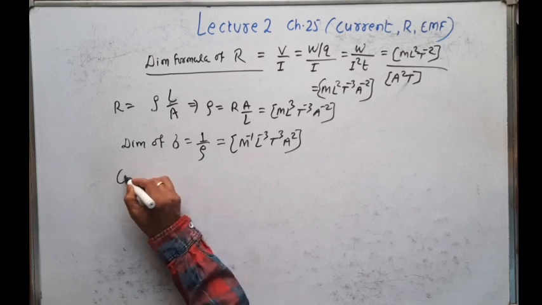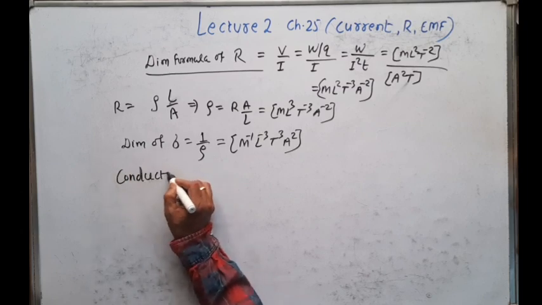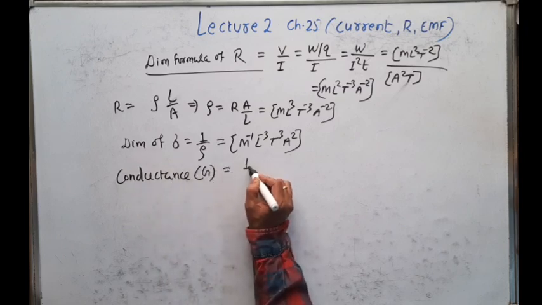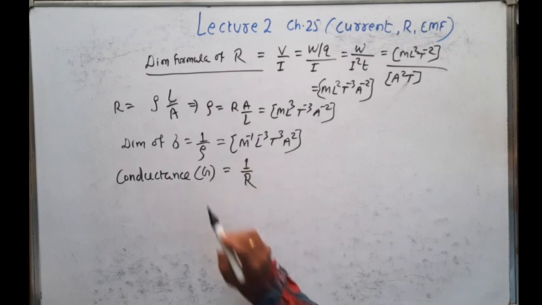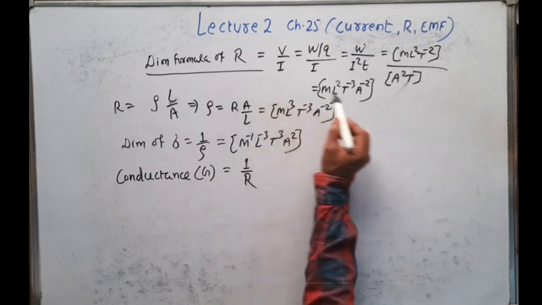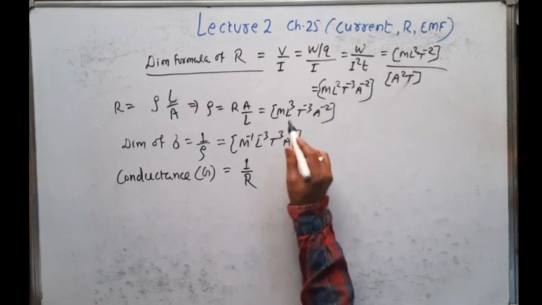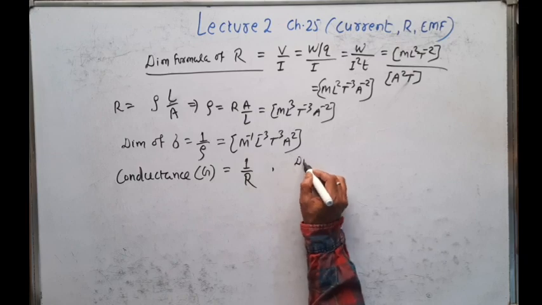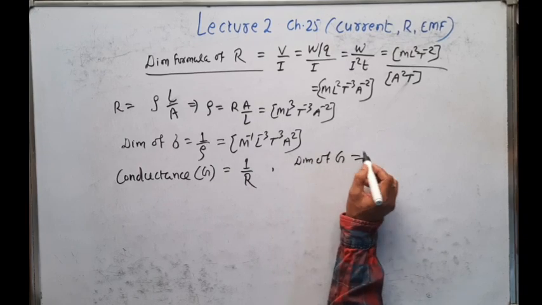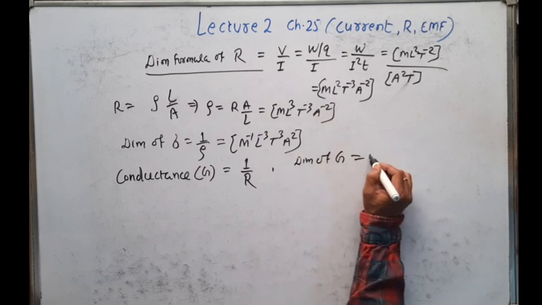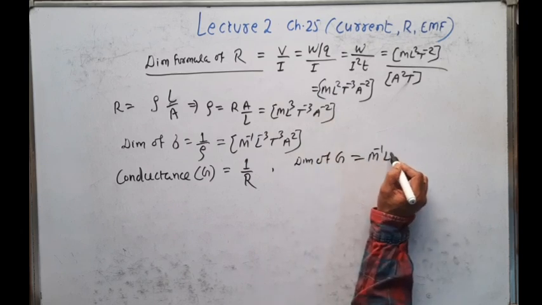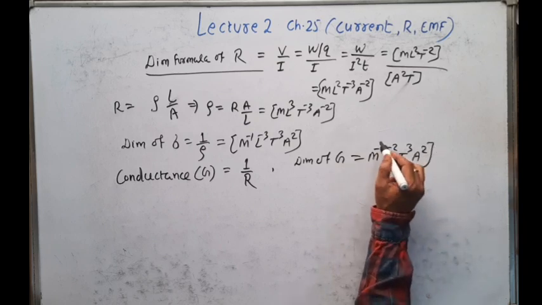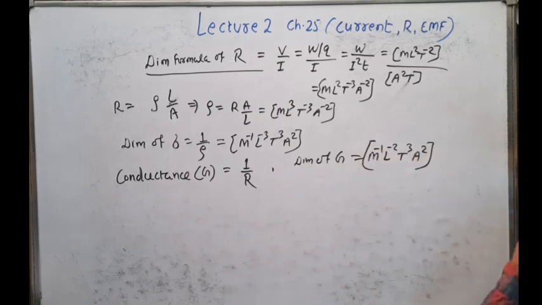Then, what is conductance? Conductance symbol is G. It is the reciprocal of resistance. You know the dimensional formula of resistance. Just take the reciprocal of R, you will get G. So, the dimensional formula of G: take the reciprocal, M minus 1, L minus 2, T cube A square. This is the dimensional formula of G.